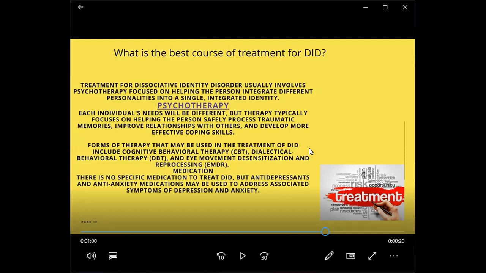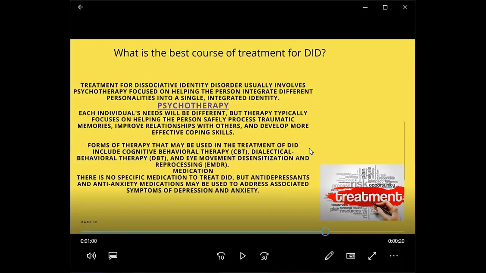Everyone's going to be different because everyone goes through different stuff, obviously. But therapy usually helps on processing these traumatic memories, which cause the coping. It's obviously going to improve relationships with others, and they're going to learn how to cope in a healthier way. There's also different forms of therapy, which can include cognitive behavioral therapy, dialectical behavioral therapy, and eye movement desensitization and reprocessing. So these terms, if you aren't familiar, I do have them in the Quizlet, so you could check those out.